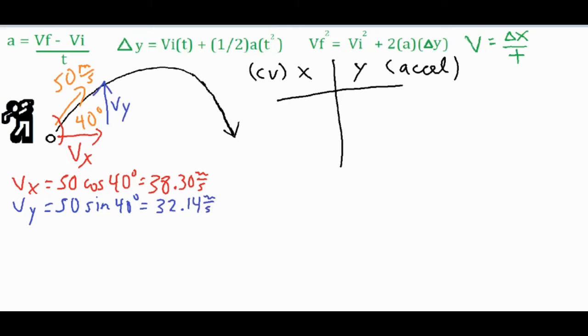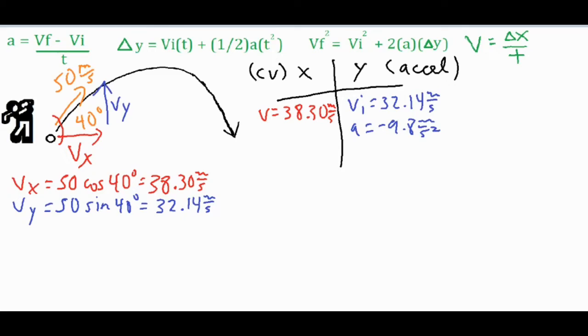Okay, so what we can do is go ahead and place those two into our columns. So we have a horizontal velocity of 38.30, and in the y direction, we have an initial velocity of 32.14 meters per second. We have our acceleration due to gravity as usual, negative 9.8 meters per second squared.